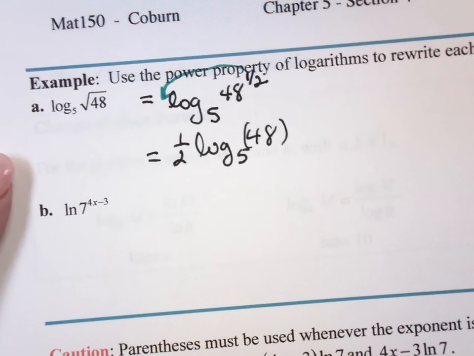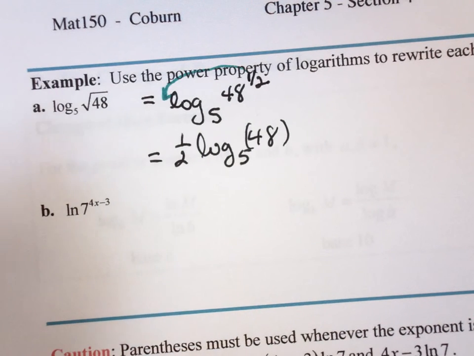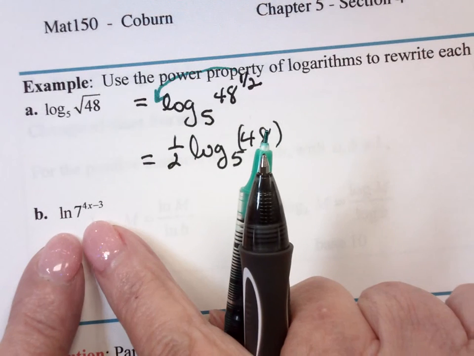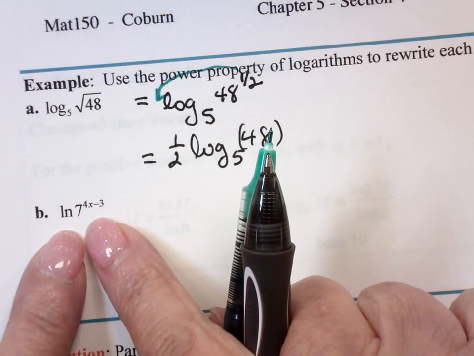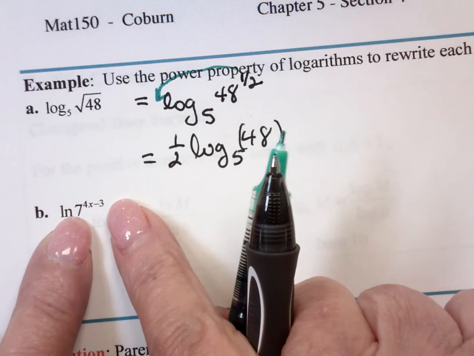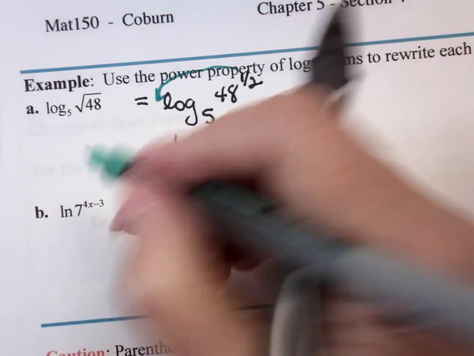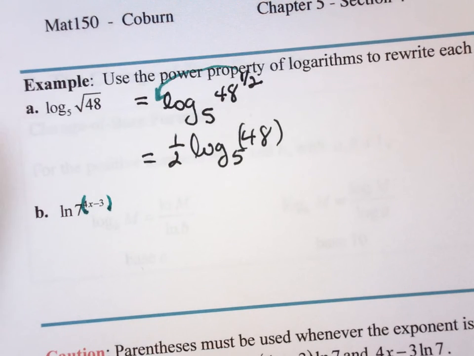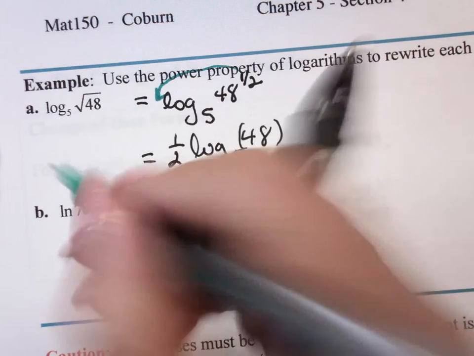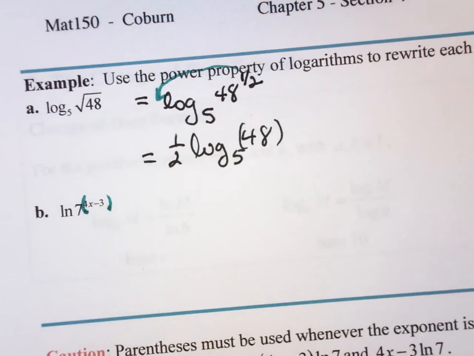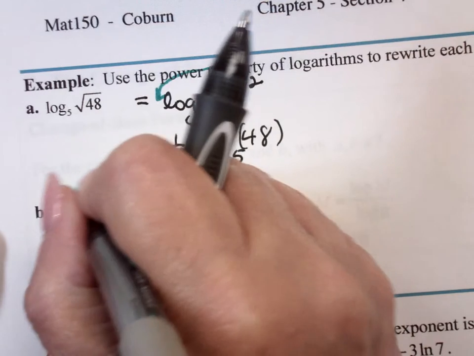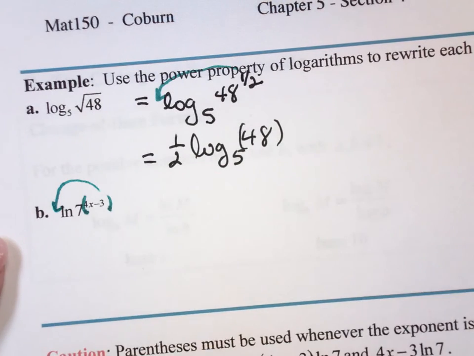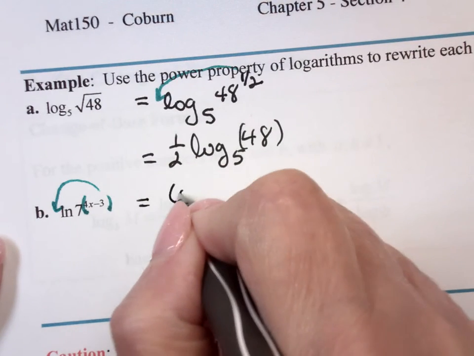Now this is where you have to be very, very careful and dot your I's and cross your T's. Why? Because this is the natural log of 7 raised to the 4x minus 3. 4x minus 3 is the exponent. That means I'm bringing down something that's more than one term. So when I bring this guy down, he's going to come down as a set of parentheses.